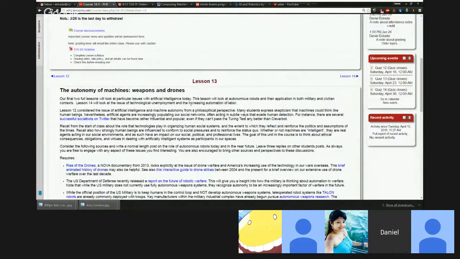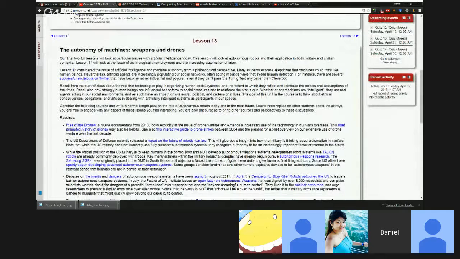So in lesson 13, I want to talk about machine autonomy. Autonomy is the word for self-governance. Auto, self, nomos, governance. Nomos means law, so autonomous systems are self-governing or self-law-giving. I want to talk about self-governing systems, autonomous systems.